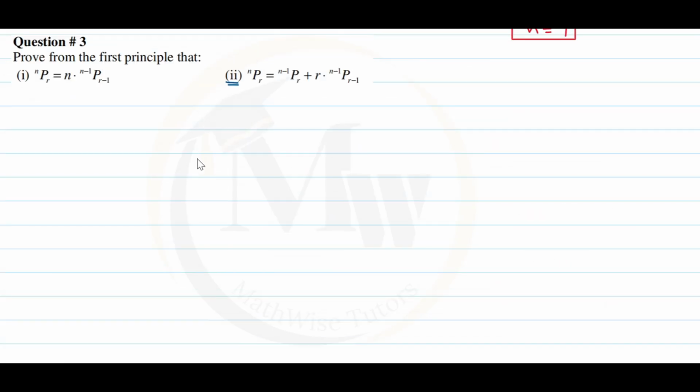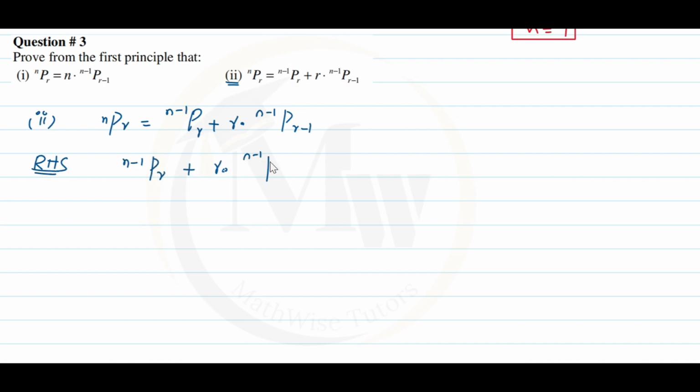In question number 3, we have to prove the first principle, and these two are different questions. So I will solve one of them and you will be able to solve the next one. So the second one we take as nPr equals (n minus 1)Pr plus r times (n minus 1)P(r minus 1). So I will take the right hand side, (n minus 1)Pr plus r times (n minus 1)P(r minus 1), using the same formula.